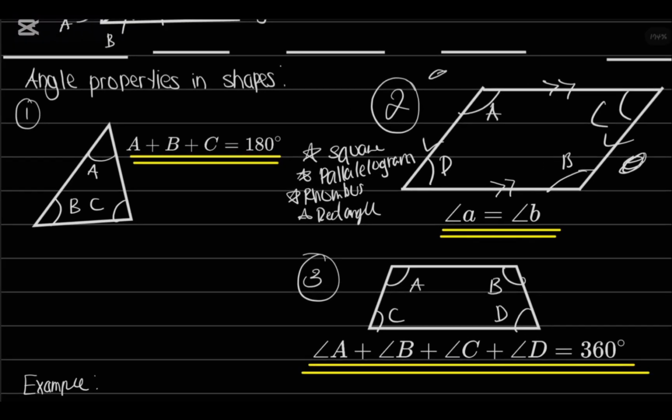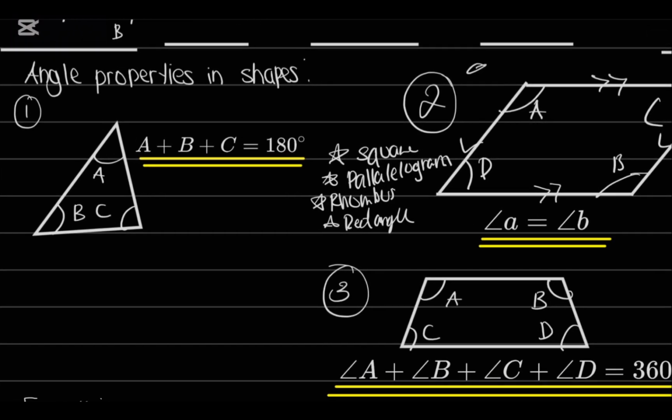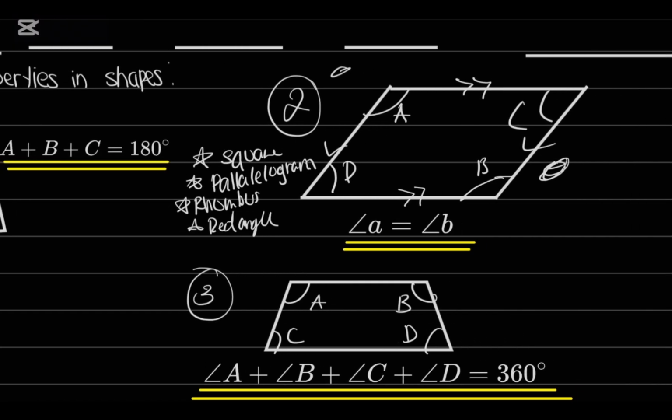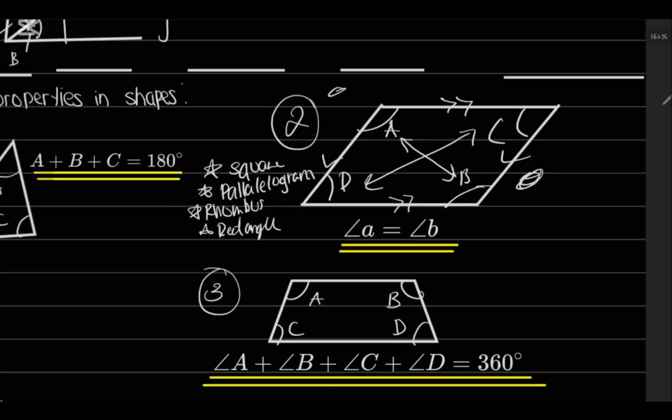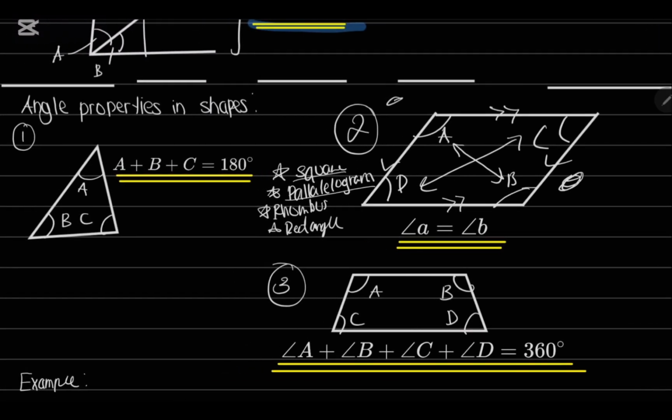As you can see, I'm pretty sure you have learned this in elementary school. We have a triangle and all the interior angles A, B, C add up to 180. And these two are probably new to you. In a quadrilateral, a square, parallelogram, rhombus, or rectangle, opposite angles are always congruent. Let's say A and B are opposite, and this is a parallelogram. A and B are opposite to each other, hence they're the same. And C and D are also opposite, so they're the same. So that applies to a square, parallelogram, rhombus, and rectangle.